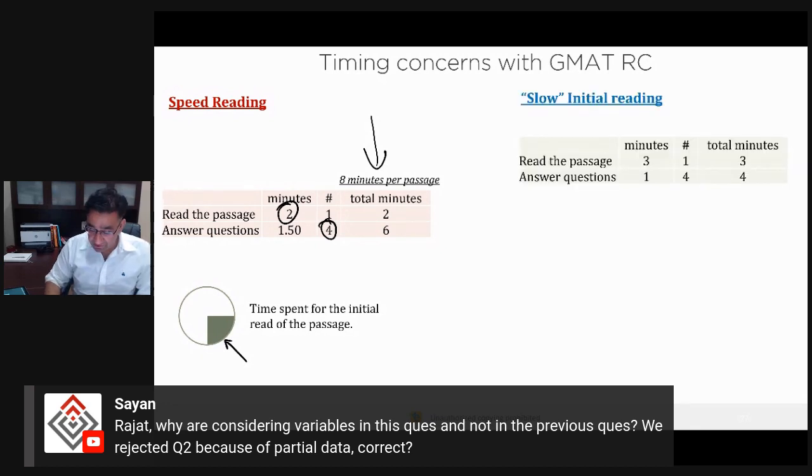If you read the passage slowly, remember an RC is between 350 to 420 words. It's not a long passage. You'll probably take 3.5 minutes to read the passage.